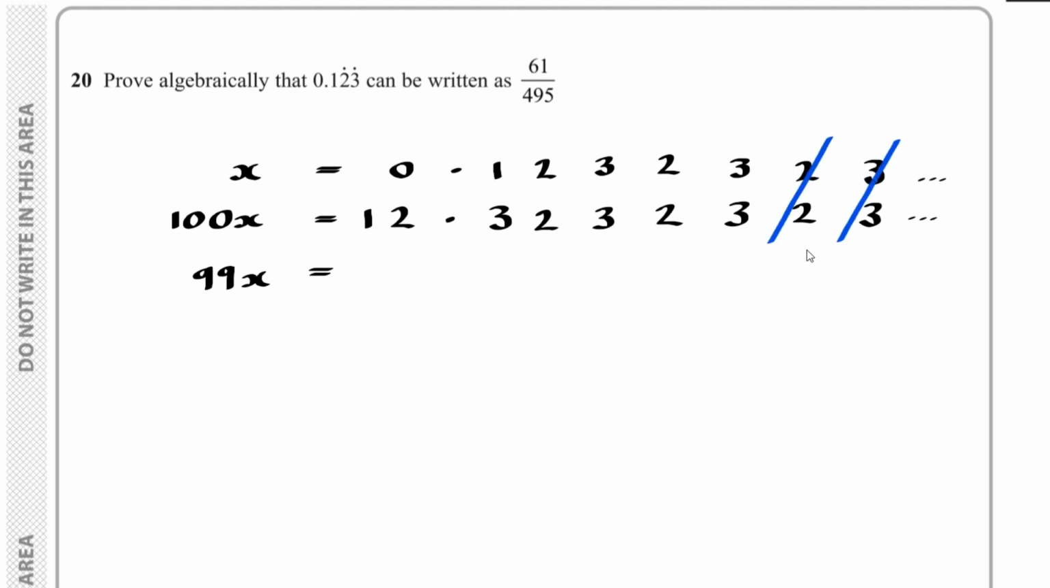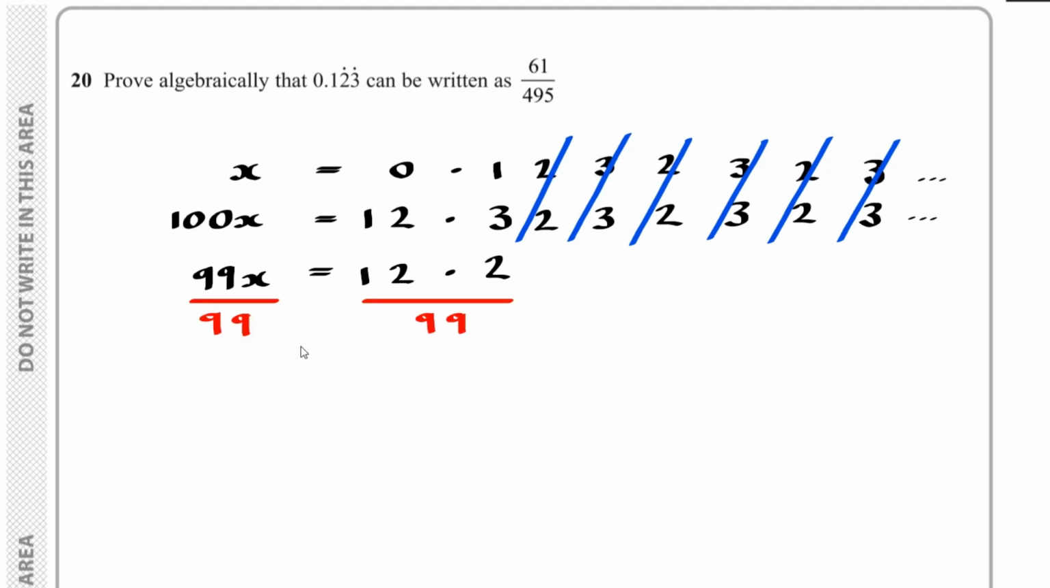0.12323232, etc. Well, as you can see, these all disappear, so I'm left with 12.3 subtract 0.1, which is 12.2. So 99x is equal to 12.2. I want to find out what 1x is, so I need to divide both sides by 99, leaving me with x equals 122 over 990, and if I divide top and bottom by 2, I end up with 61 over 495, which is what I wanted to show.